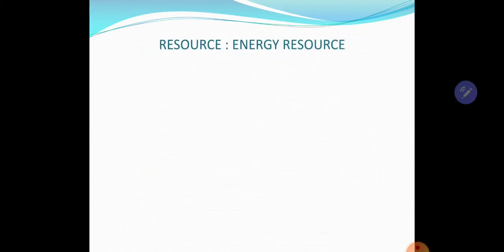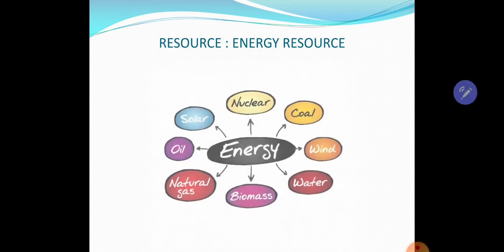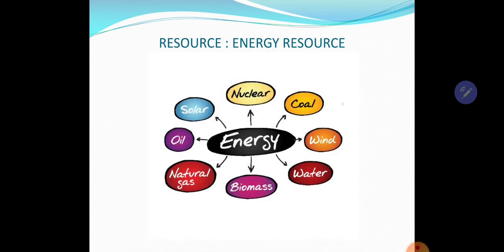Resources as energy. Now first of all, we started with wood, we can call coal, then natural gas, oil, biomass, then solar, wind, water, and nuclear energy. All these things we get from nature. So these are all different sections we have divided natural resources into. There are many other classifications also.